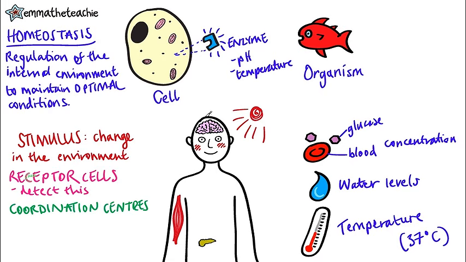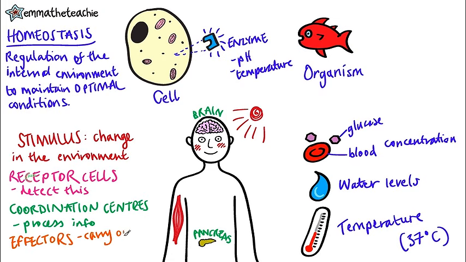2 examples of this are the brain and the pancreas. These decide how to respond. Effectors then actually carry out the response, and they restore the conditions back to the optimal level. The 2 types you need to know are muscles and glands, such as the pancreas.